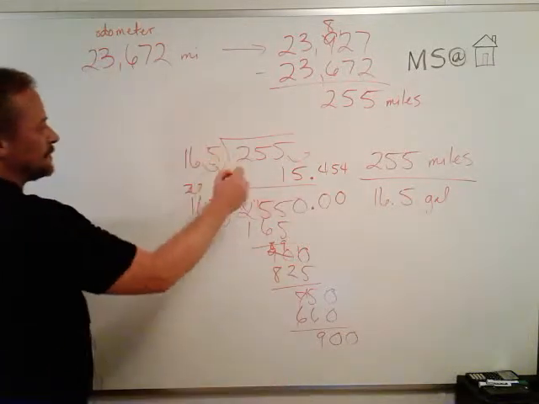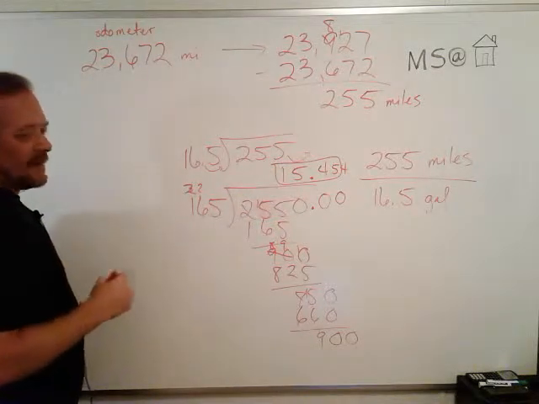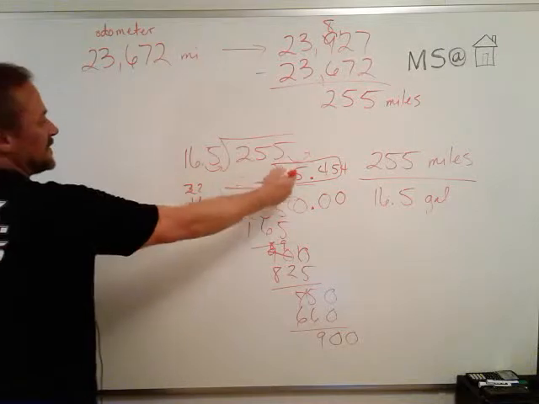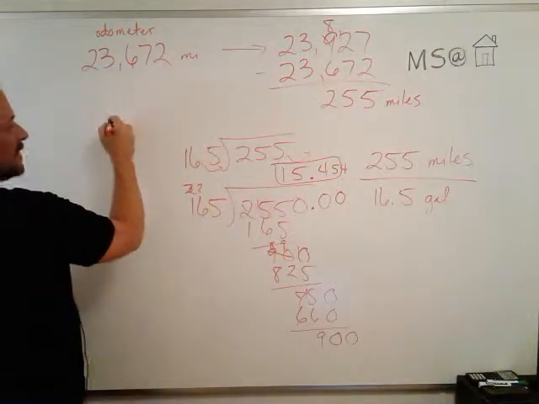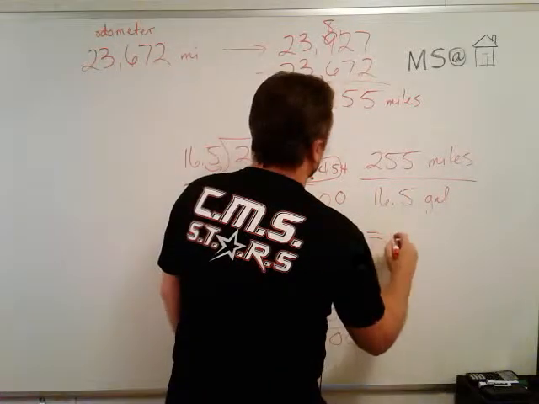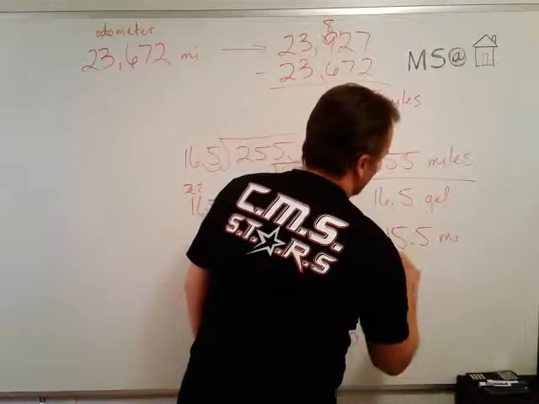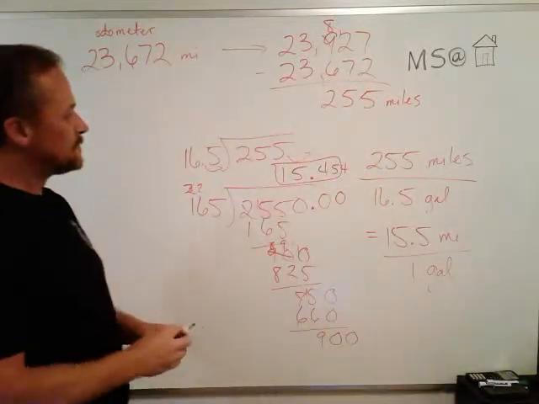So I really only care about these numbers. And then the answer, which I'm going to round to the nearest tenth of a gallon, shows me that if I take this number and round it to the nearest tenth, my answer is, I'll write it over here, 15.5 miles per gallon. Okay?